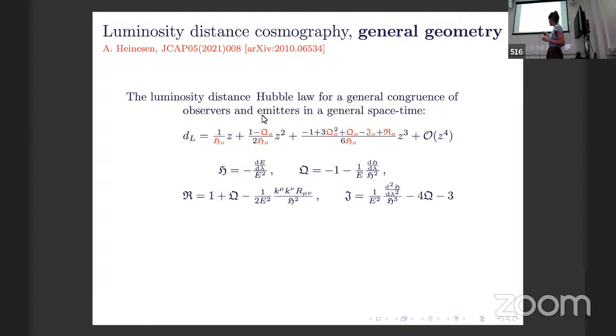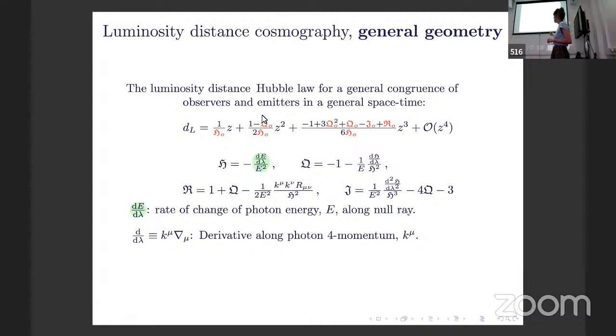And what we find in this very general case is that the parameter that takes the place of the FLRW Hubble parameter is given here as the rate of change of photon energy along the photon null ray. So there's a sense in which we can think of the inverse energy function as being a generalized FLRW scale factor on the observer's past light cone.